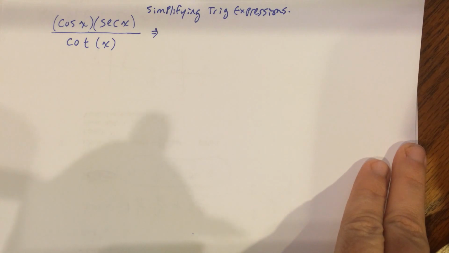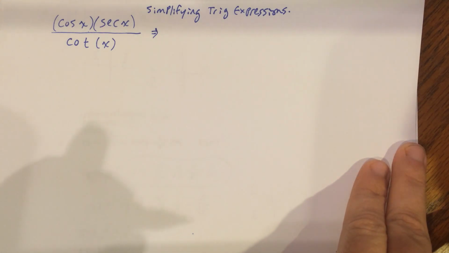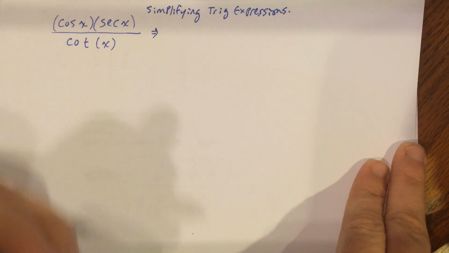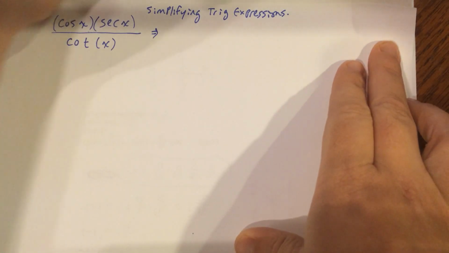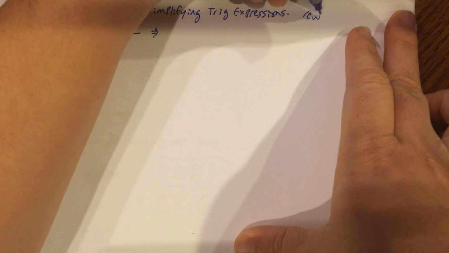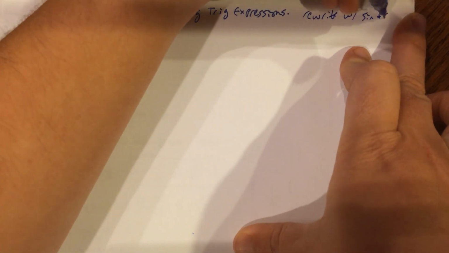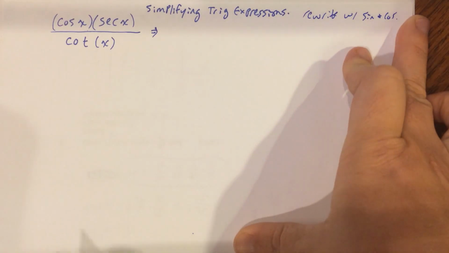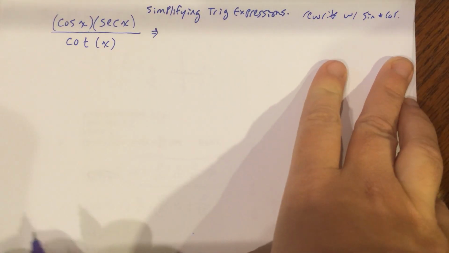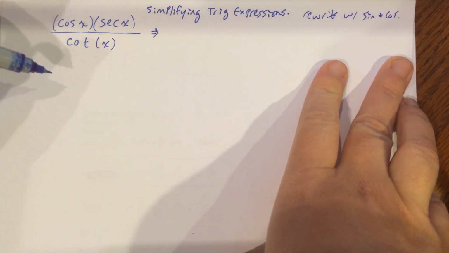So one of the first hints or tools that you use in simplifying trig expressions is to rewrite them so they have some like terms, which usually means rewrite with sine and cosine, because we can turn everything into sine and cosine. So let's look at this. Some of it already has.